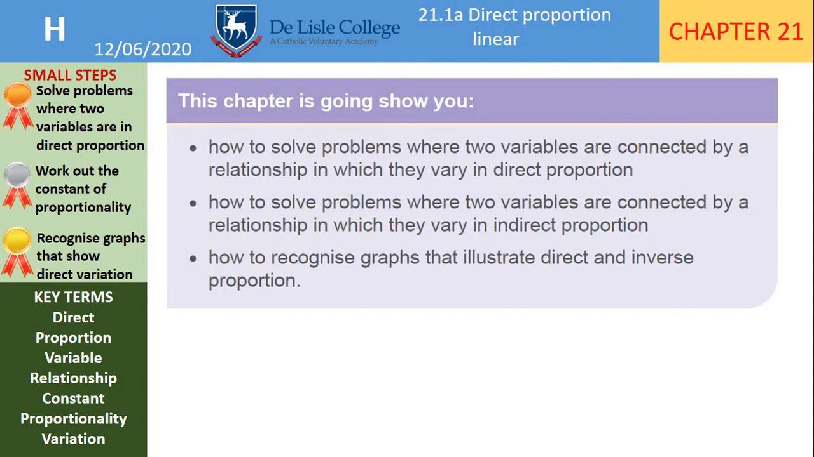So this chapter is going to show us how to solve problems where two variables are connected by a relationship in which they vary in direct proportion. We are then going to move on to look at how to solve problems where two variables vary in indirect proportion. So that won't be till next week's lessons. And we're going to look at how to recognise graphs that illustrate direct proportion. We'll look at some of this today, and inverse proportion next week.